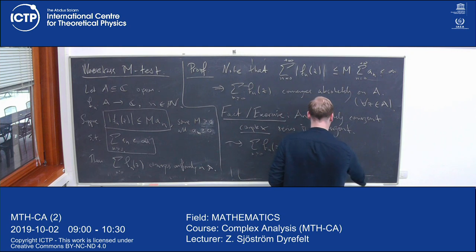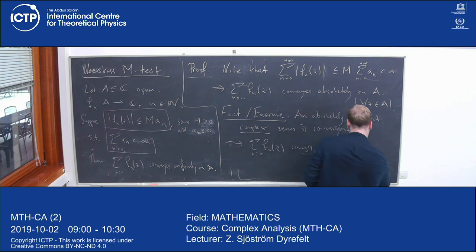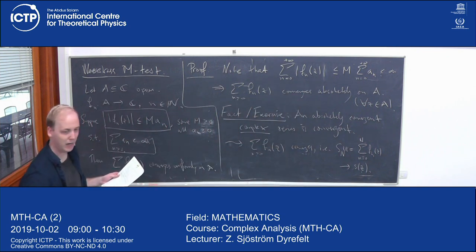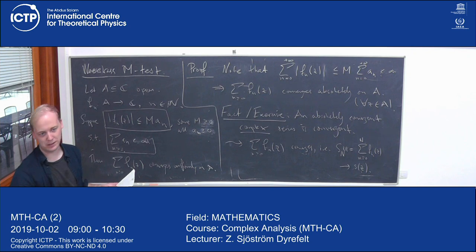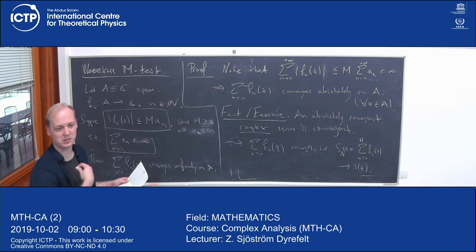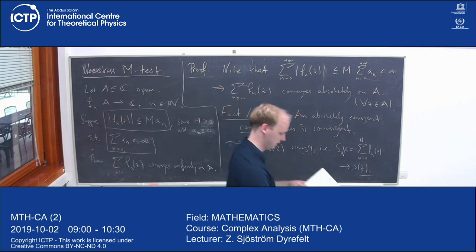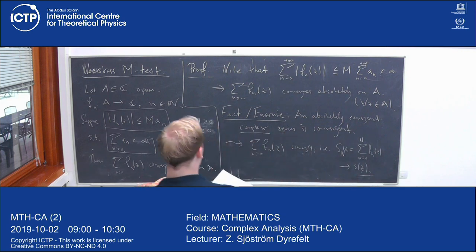And what does it mean? It means that these partial sums, from n equals 0 to big N of fn of z, converge to something, to some s of z. So it converges to some function. Now we want to show that we have uniform convergence, but we started by showing that at least it converges to something. Now we have something to hold in our hand to study how it converges to this object s of z.